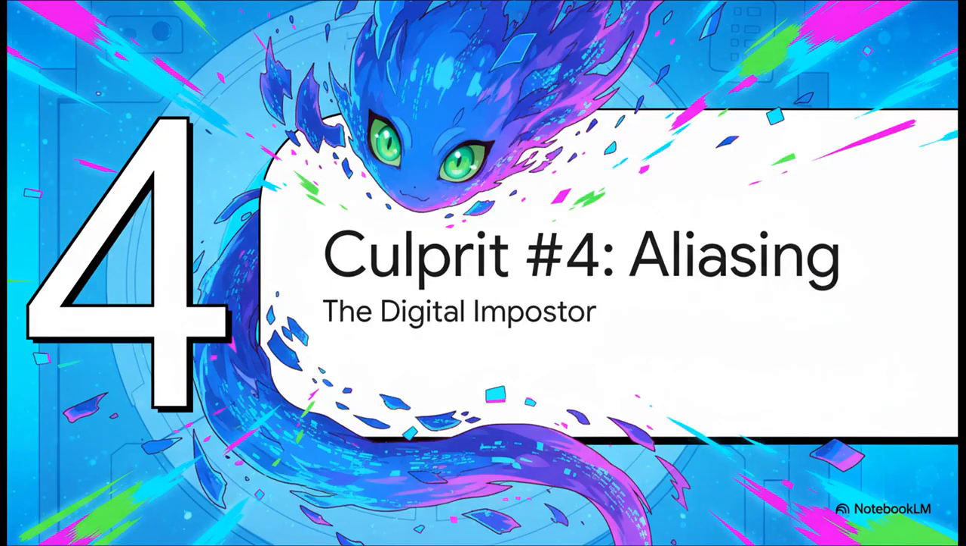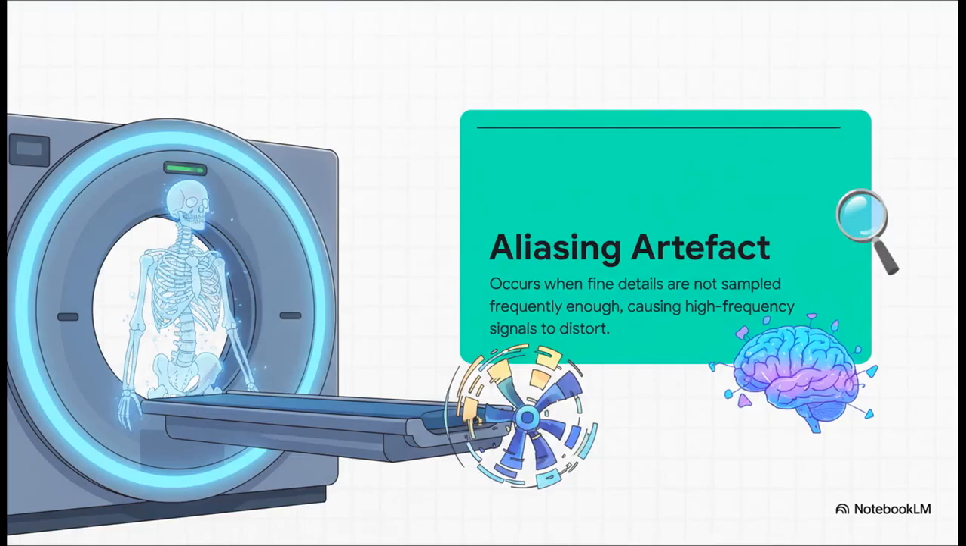And that brings us to our final phantom for today, the digital imposter. This artifact has an official name, aliasing, and it's a ghost that's born when we just don't gather enough information. Aliasing happens when the scanner doesn't sample or look at the object frequently enough to accurately capture all its fine details. Think of it like watching a spinning wagon wheel in an old movie.